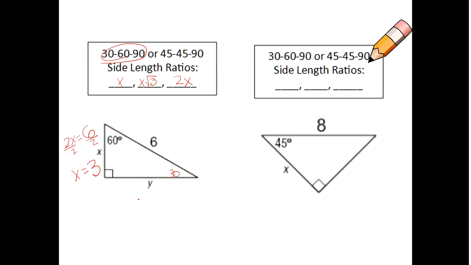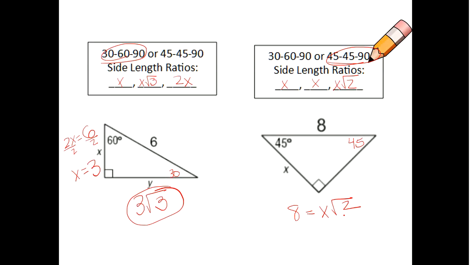So then that means my long leg is my short with the square root of 3 attached. One more. So I got 45, 45, 90, right? Because this is 45s. It looks like I'm given the hypotenuse. And the hypotenuse is whatever my legs are times the square root of 2, right? So I know that 8 has to equal x square roots of 2.